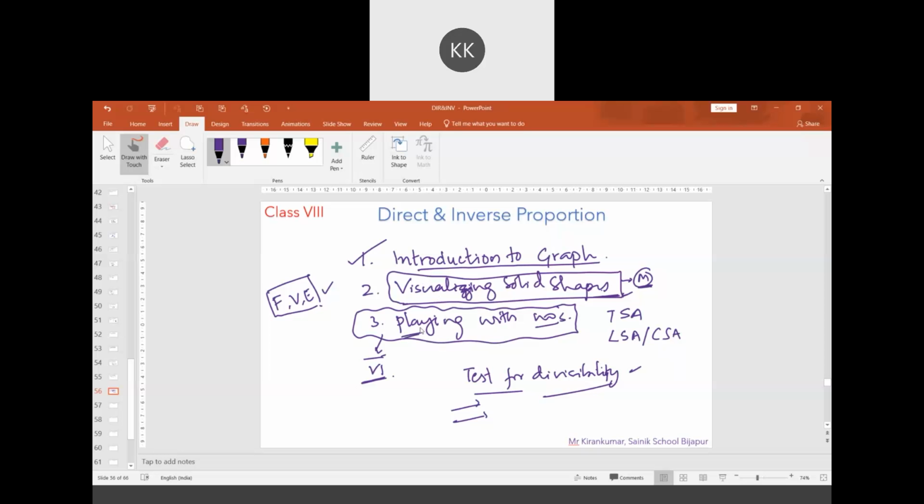Out of these 3 chapters, the important one is this introduction to graph. So I prefer to start with this introduction to graph. Then we will go for solid shape and playing with the numbers. And one more thing is, this particular chapter is not a lengthier chapter.